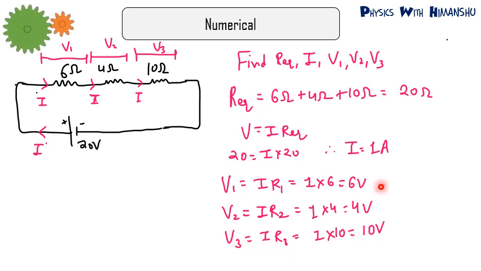Now you can see the total increase in potential is 20 volt. And the total decrease, first 6, second 4, third 10, so 6 plus 4 plus 10 is 20 volt. So the total increase in potential is equal to the total decrease in potential. Also see in which resistor the potential drop is maximum. In the 10 ohm resistor, the potential drop is 10 volt. So the potential drop is directly proportional to the value of resistance when they are connected in series.